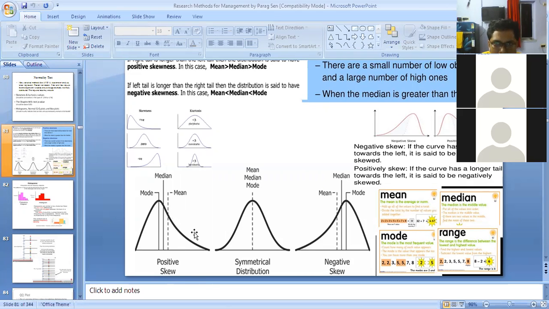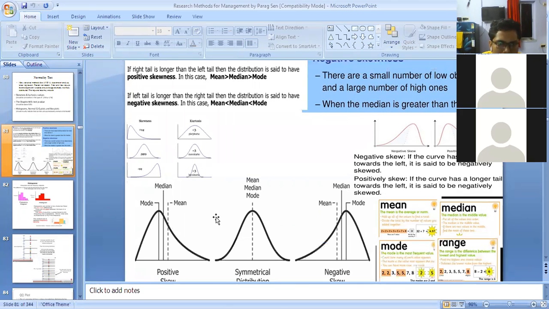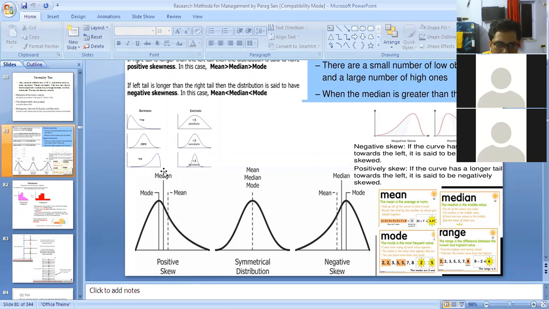Whenever you look at the symmetrical, negatively skewed and positively skewed distributions, for all of them the median is just the middle value. There is no change in these three cases. But the positions of the mean and mode have changed.